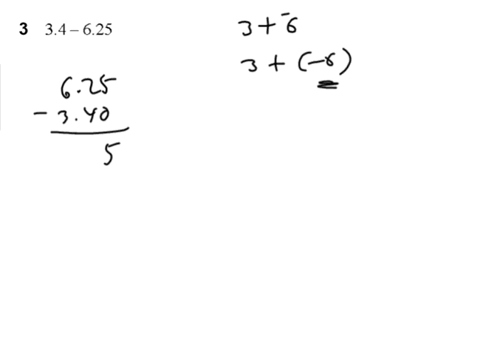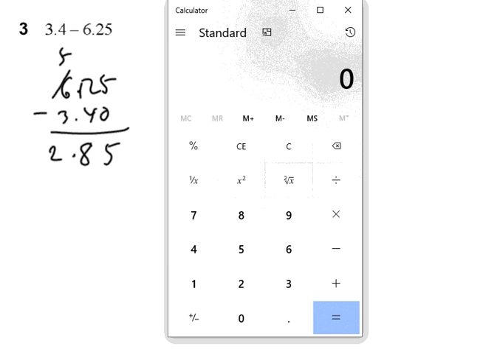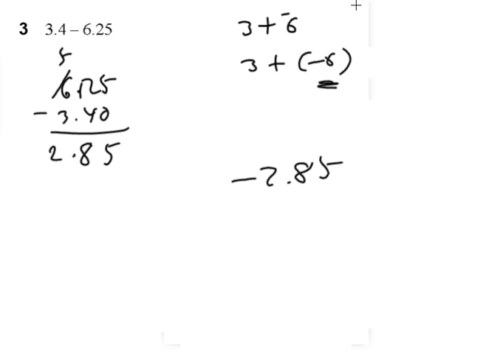5 take away 0 is 5. Borrow. 12 take away 4 is 8. 5 take away 3 is 2. Therefore, I have 2.85 more negatives than I do positives. If I want to double check my work, I can take a calculator and ask, what is 3.4 take away 6.25? It will tell me it's negative 2.85. And that's the way you'd have to do it on paper and pencil.